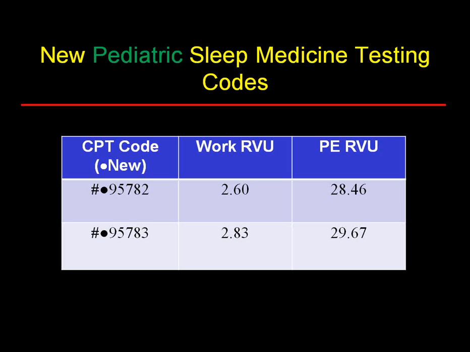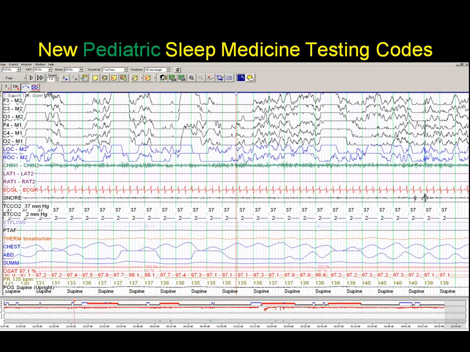At the time this recording was originally made, we did not know what the final payment would be, but it was estimated to be around $1,000 to $1,100 for the pediatric studies, representing several hundreds of dollars higher than the adult studies. Next slide.